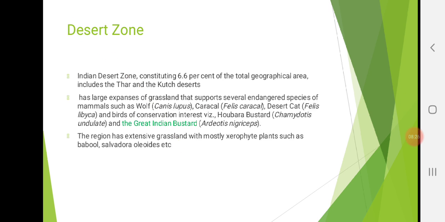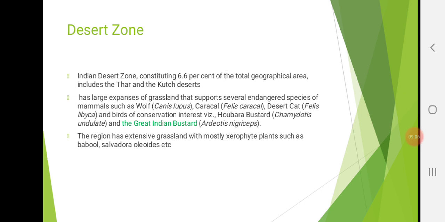Then the desert zone. The Indian desert zone, constituting 6.6% of the total geographical area, includes the Thar and the Kutch deserts and has large expanses of grassland that support several endangered species of mammals such as wolf, caracal, desert cat, and birds of conservation interest like the houbara bustard and the great Indian bustard. There will be an MCQ that asks which is found in the desert zone. Your answer should be the great Indian bustard.